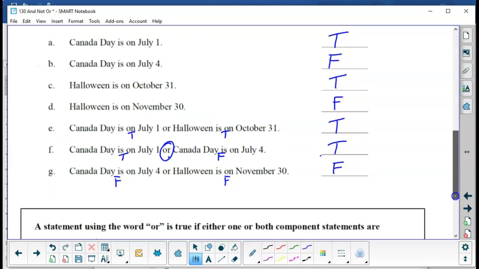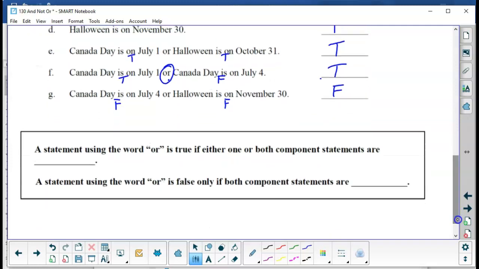Okay, so a little bit different now that we're using the word or. So a statement using the word or is true if either or both of the statements are true. So either one or both. A statement using the word or is false only if both component statements are false.